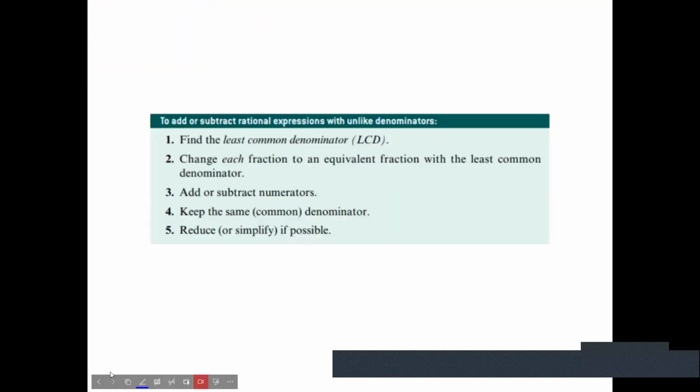So to add or subtract rational expressions with unlike denominators: first, find the least common denominator, LCD. Change each fraction to an equivalent fraction with the least common denominator. Add or subtract numerators. Keep the same common denominator. Reduce or simplify as possible. That's just a summary of what we did above, right?